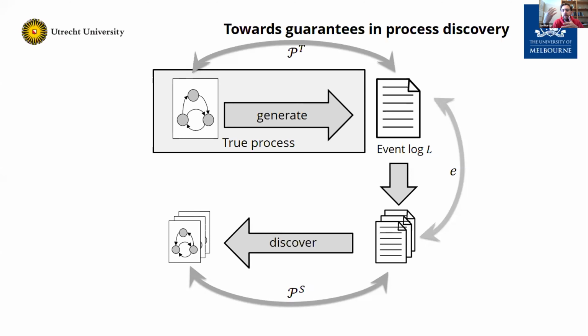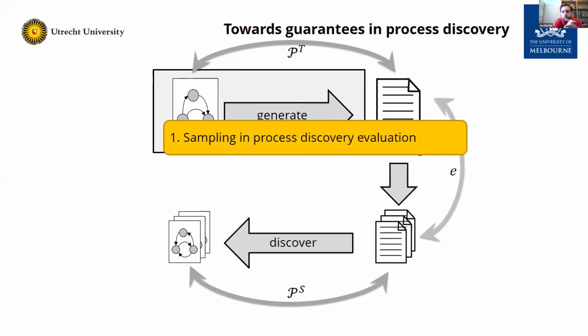That would be the ideal case for process discovery, because that way you could say, well, if we have a good log, then we will get a good result. And if you get a better log, we will even get a better result. And that's a guarantee that you would like to have. So that's what I want to discuss a bit more in this talk. How can we do this? How can we think of this?